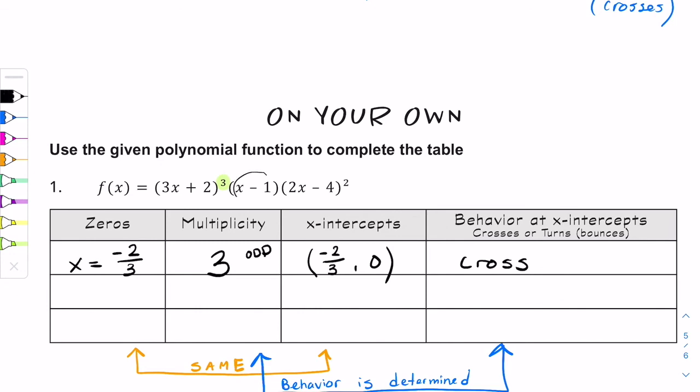Okay, the next factor, x minus 1, set that equal to 0. Your solution would tell you that x equals 1. This factor only happens once, so the multiplicity is 1, which is an odd number. On the graph, we would plot this point at 1, 0. And because it's an odd number, it would cross at the x-axis.